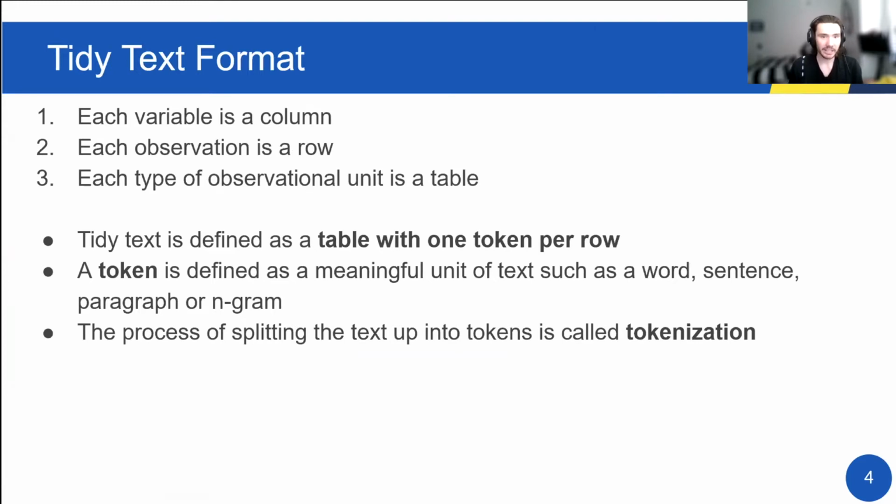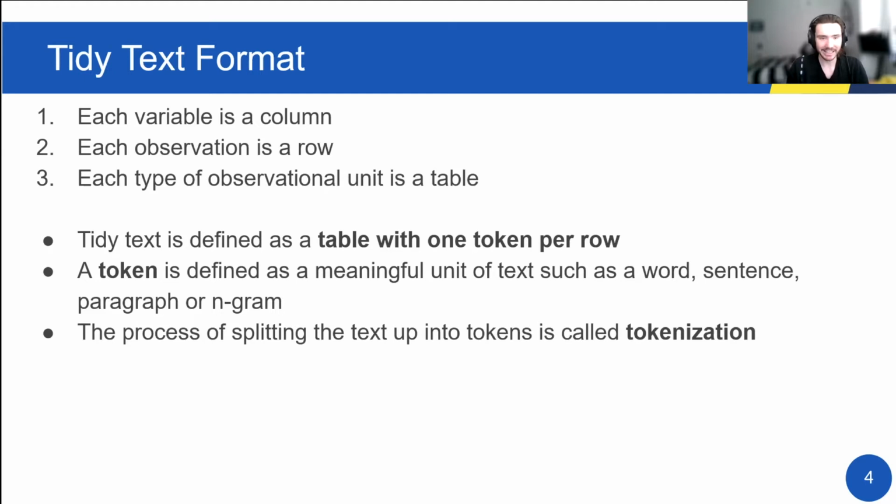So what is the tidy text format? It is nearly identical to the tidy data format that the tidyverse uses. That's where it gets tidy from. So for tidy text, each variable is a column, each observation is a row, and each type of observational unit is a table. What does that kind of mean in tidy text terms?